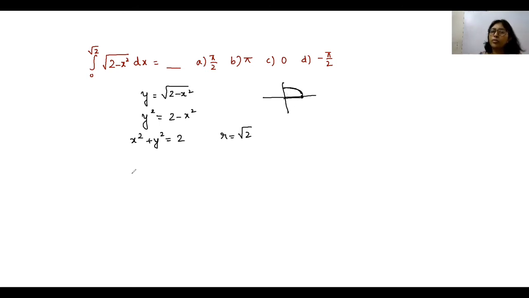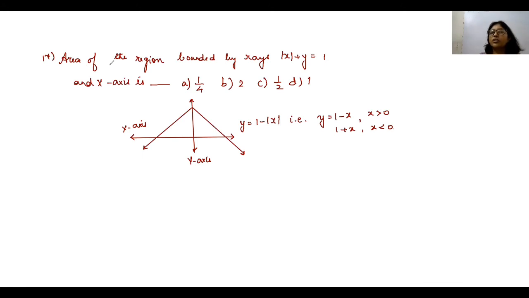The formula for the area of the circle is pi r square, but we are looking in the first quadrant. That is why the area will become 1 by 4 pi r square. The value of r square is 2. So pi by 2 is our answer.